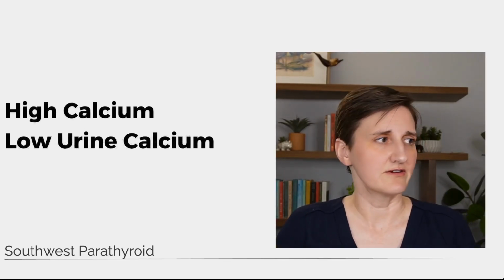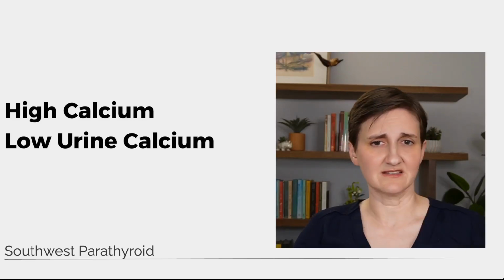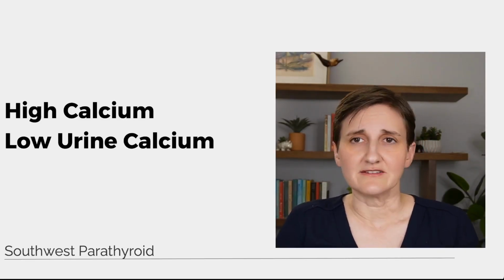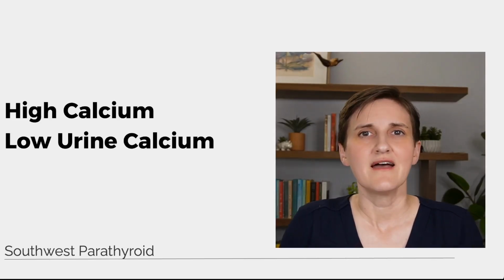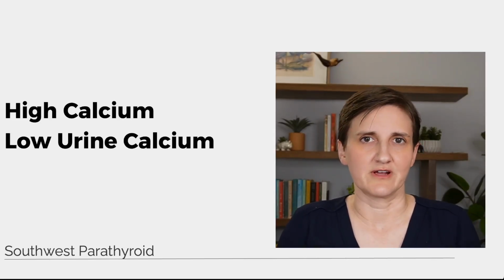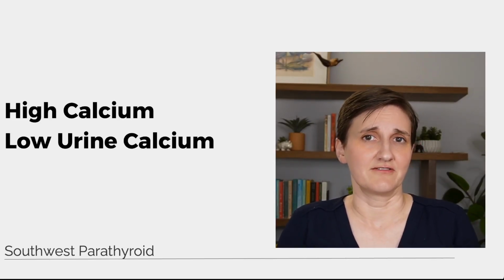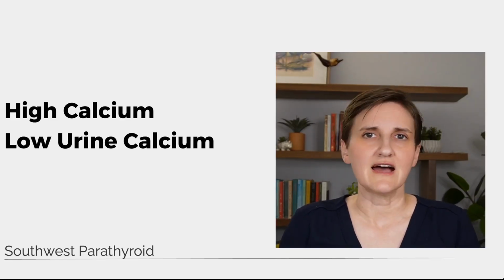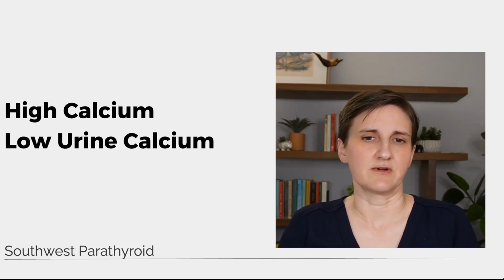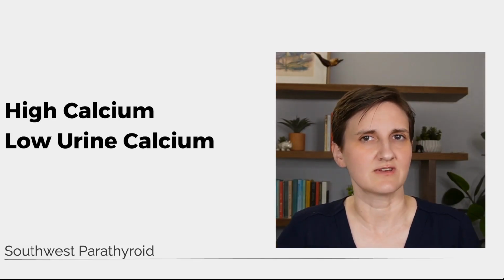All right, another common one is high calcium, but a low urine calcium. Okay, most people with primary hyperparathyroidism have a high urine calcium, or at least high normal. But you can have a low urine calcium and have primary hyperparathyroidism. It's just not the most common scenario.